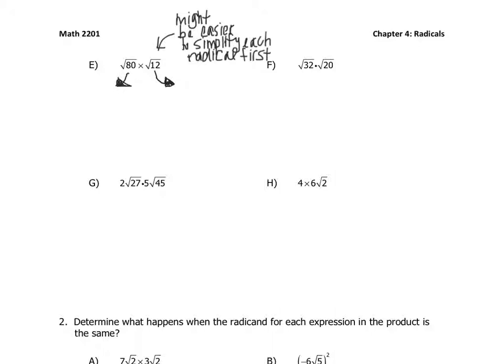Alright, so we have root 80, which has the largest perfect square factor of 16, and 16 times 5 is root 80, or the square root of 16 times 5. And 12 has the largest perfect square factor of 4, so instead of 12 under that radical sign, we're going to have 4 times 3, because 4 times 3 is the same as 12.